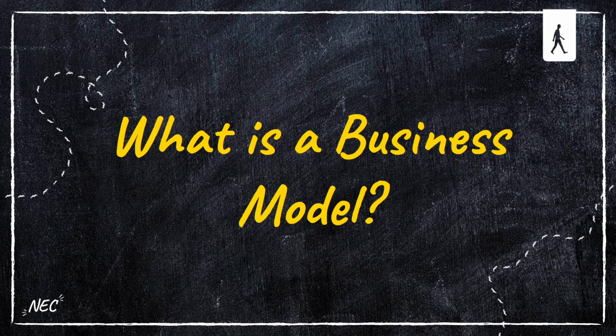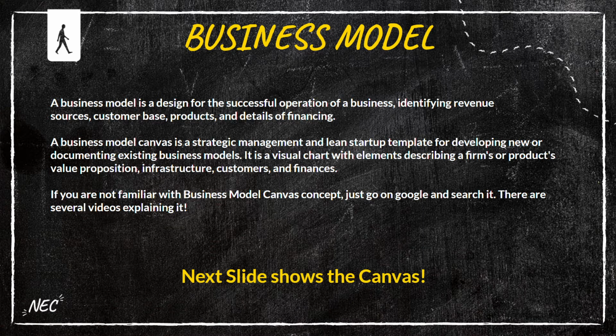So what is a business model? Essentially, a business model is designed for successful operation of a business, identifying revenue sources, customer base, products, and details of financing. A business model canvas is a strategic management and lean startup template for developing new or documenting existing business models. It is a visual chart with elements describing a firm's or product's value proposition, infrastructure, customers, and finances. If you're not familiar with the business model canvas concept, just go on Google and search it.